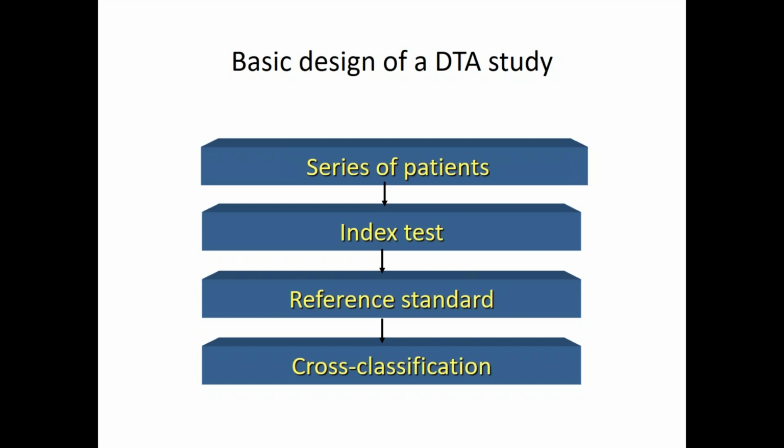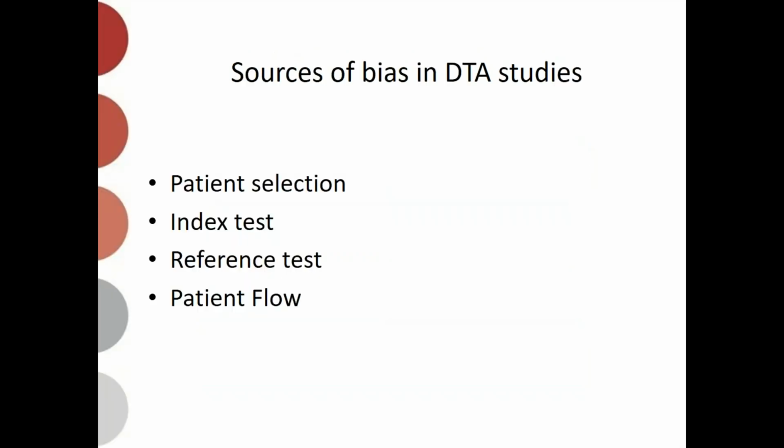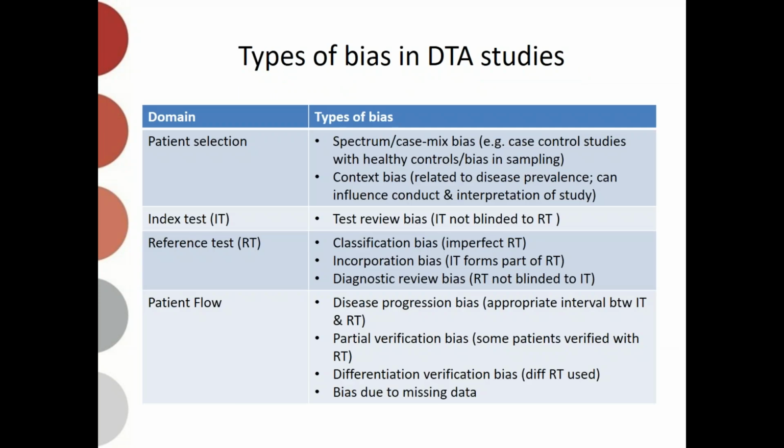Now, bias can be introduced in either of these sections, from patient selection to how the index test is conducted, to how the reference test is conducted and interpreted, and finally the general patient flow. This table now looks at sources and types of bias as per the domains I've mentioned. For example, under the patient selection domain, you can have spectrum or case mix bias, and this can be introduced, for example, in the study design, where you have a case control study, where you have cases and healthy controls, meaning controls who are healthy, who do not have the disease.